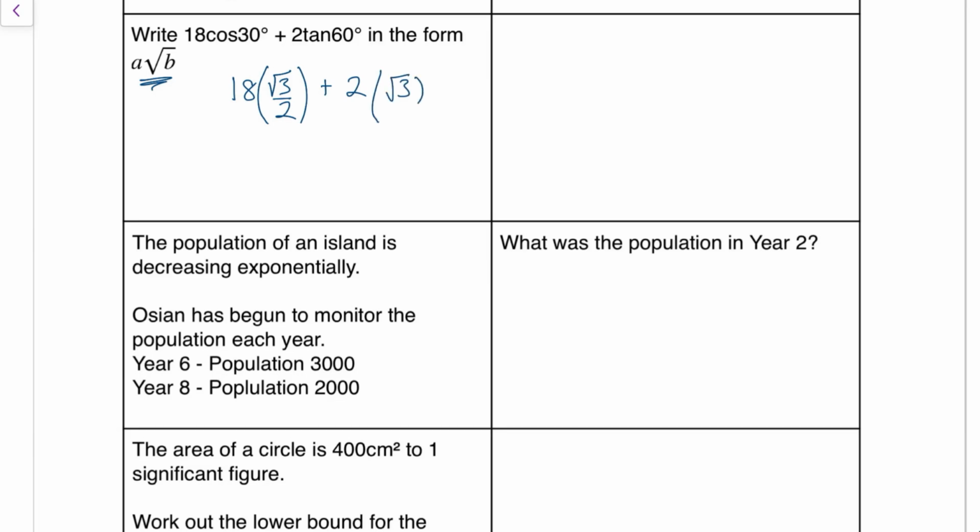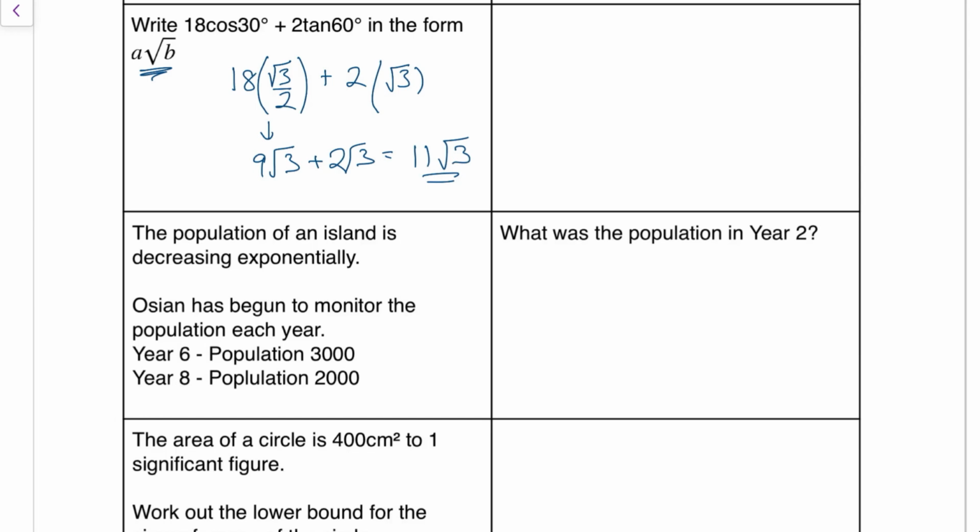So in other words, I'm adding root 3s together. Deal with this one. 18 divided by 2 is 9, so that's 9 root 3. 2 root 3 is 2 root 3. Add these things together and I get 11 root 3. And that is the answer to that question.